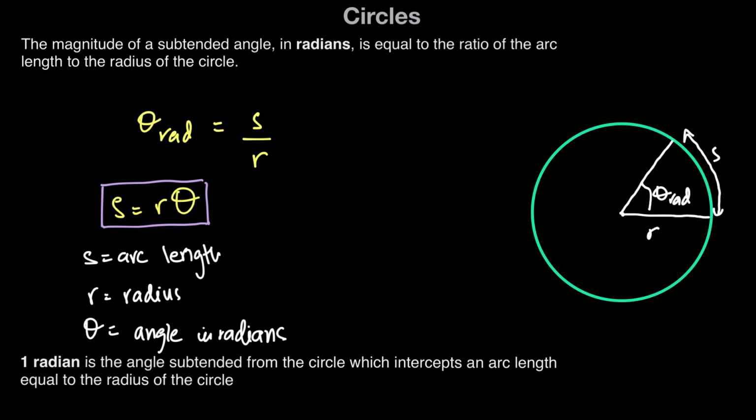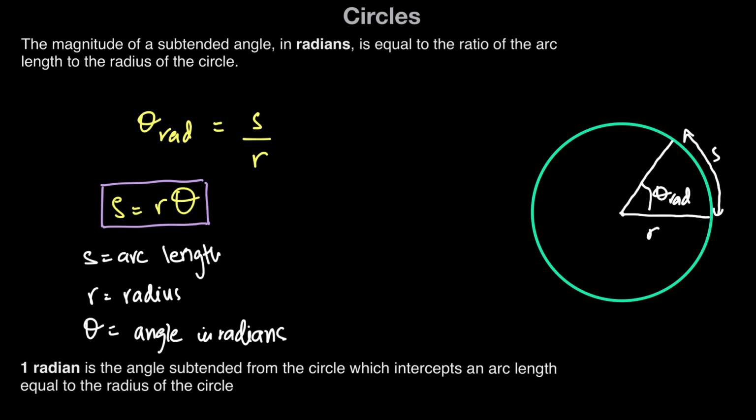And looking at this expression, we can define the radian more specifically. 1 radian can be defined as the angle subtended from the center of the circle which intercepts an arc length equal to the radius of the circle. What that means is, by definition, if the angle subtended from the center was 1 radian, then the arc length would be equal to the radius. So if we look at the expression that we have, if theta was equal to 1, S would be equal to r times 1, so S would be equal to r. So by definition, 1 radian is the angle subtended from the center of the circle where the arc length is equal to the radius.